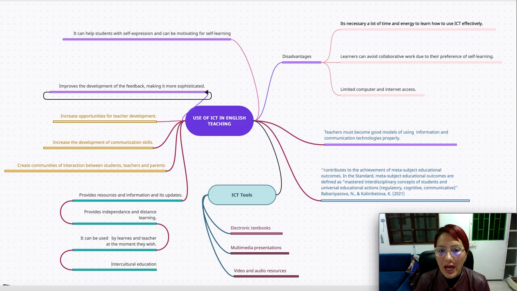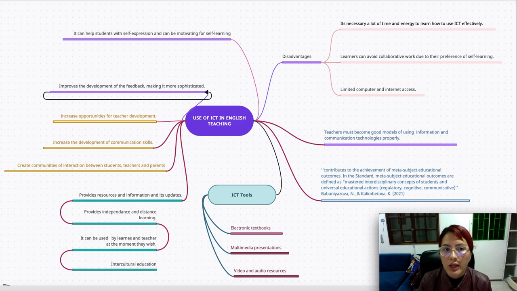I'm a UNAD student. Today I'm going to introduce this mental map about the use of information and communication technologies in English teaching. Basically, as teachers, we must know that information and communication technologies are very important for the students' learning process, but also for us. Why? Because we are the ones who are going to introduce this kind of concept to the students.